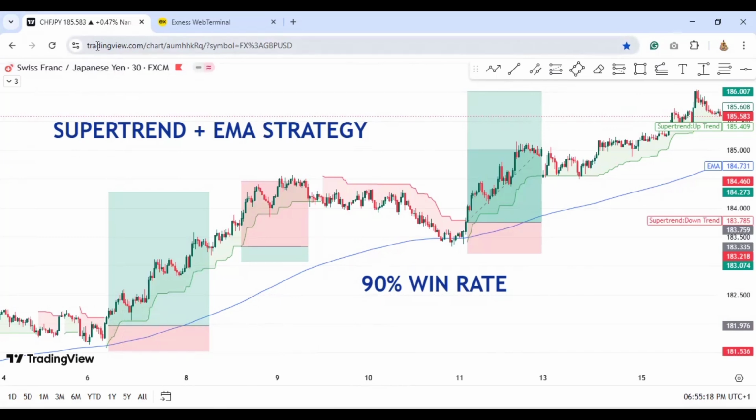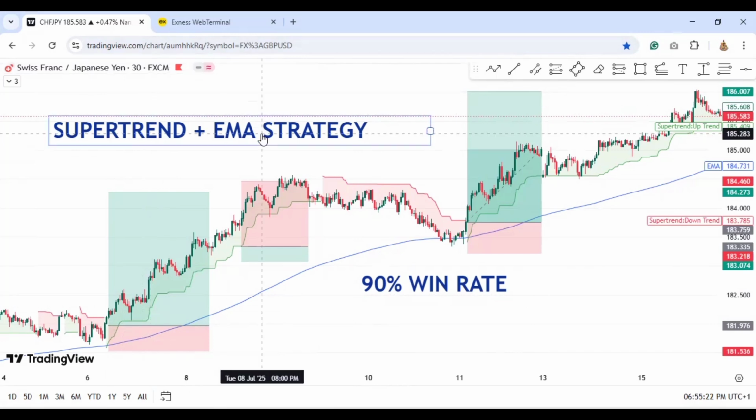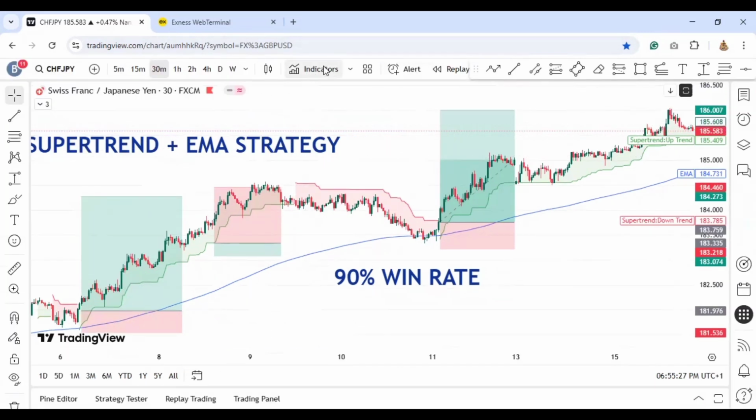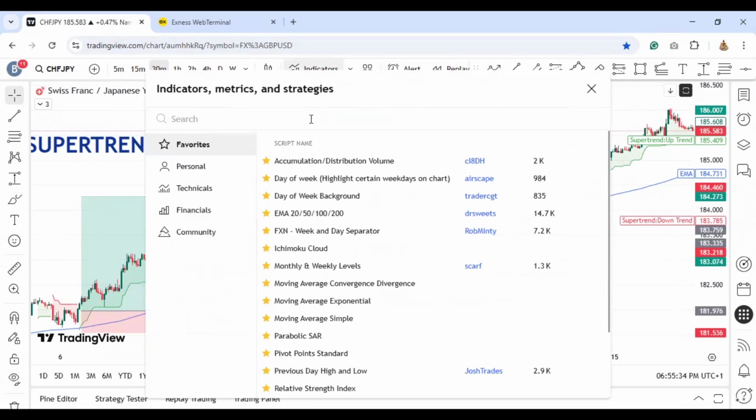So if you have TradingView, if you don't have, the registration is free. So on your TradingView, you go under indicators. This is where the indicators are located. So you click on the indicators and you are going to search for the super trend indicator.